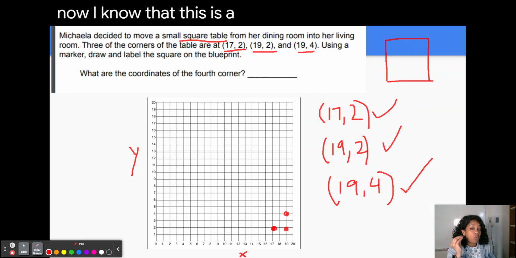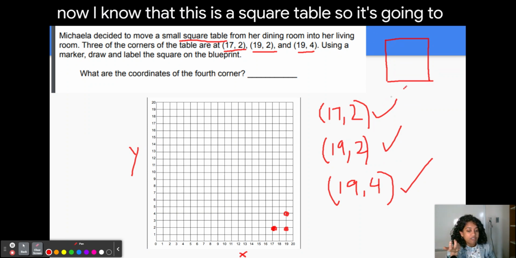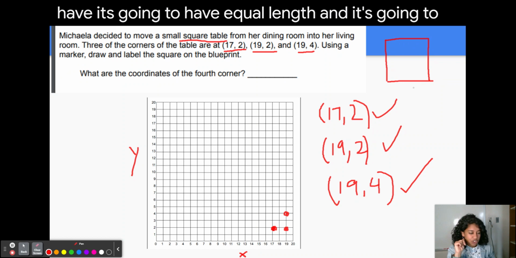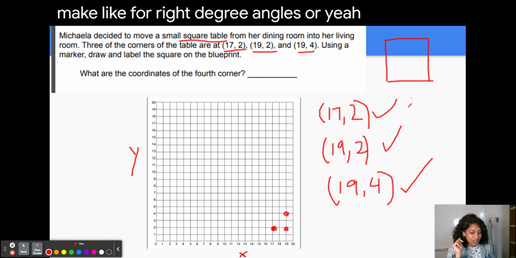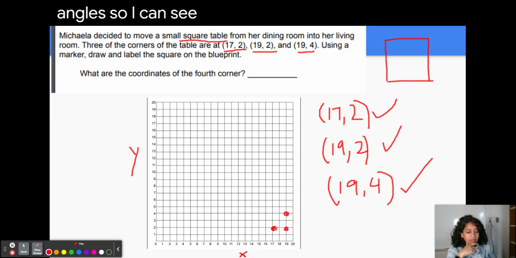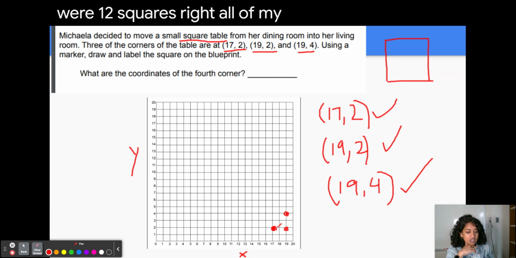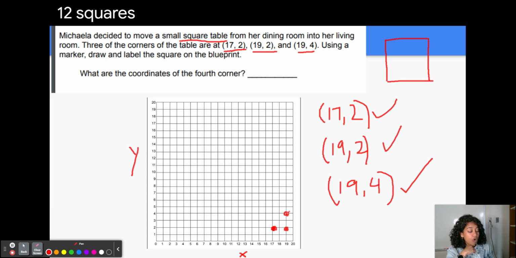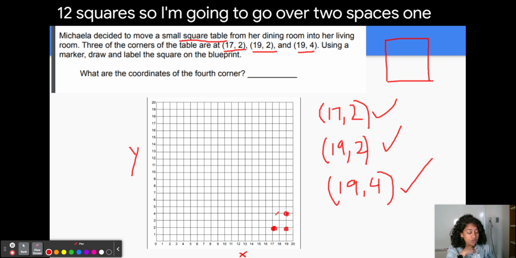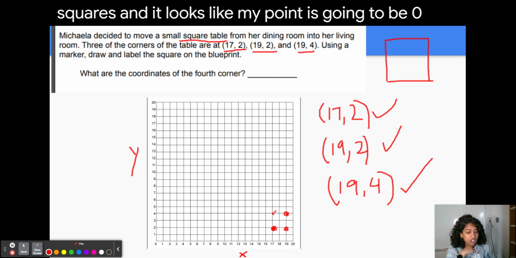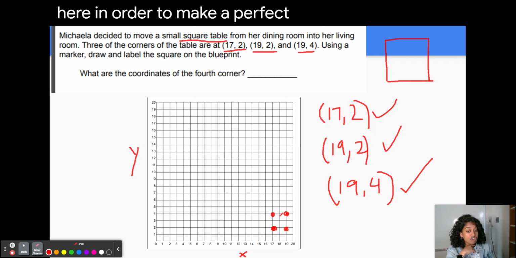Now, I know that this is a square table, so it's going to have equal lengths, and it's going to make 4 right angles, 90-degree angles. So I can see I have my 3 points here. Now, to make a square, I've got to have a point somewhere over here, right? I know that all of my lengths have to be the same length. If I look at this side, it goes over 1, 2 squares. All of my sides are 2 squares. So I'm going to go over 2 spaces, 2 squares, and it looks like my point's going to be over here in order to make a perfect square.